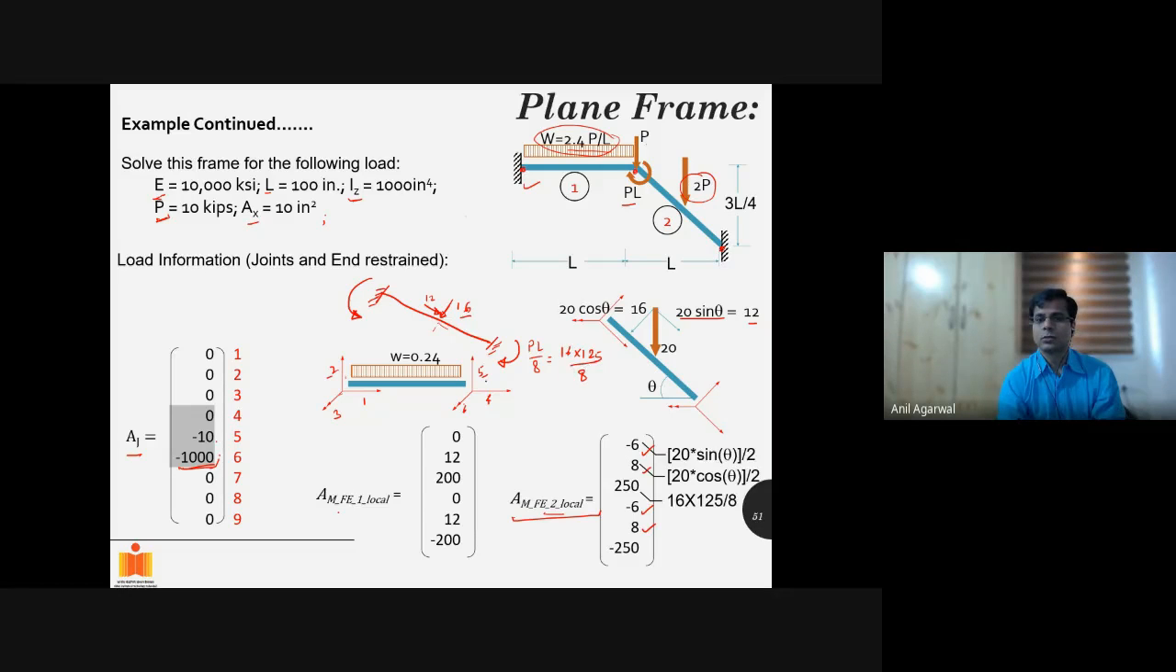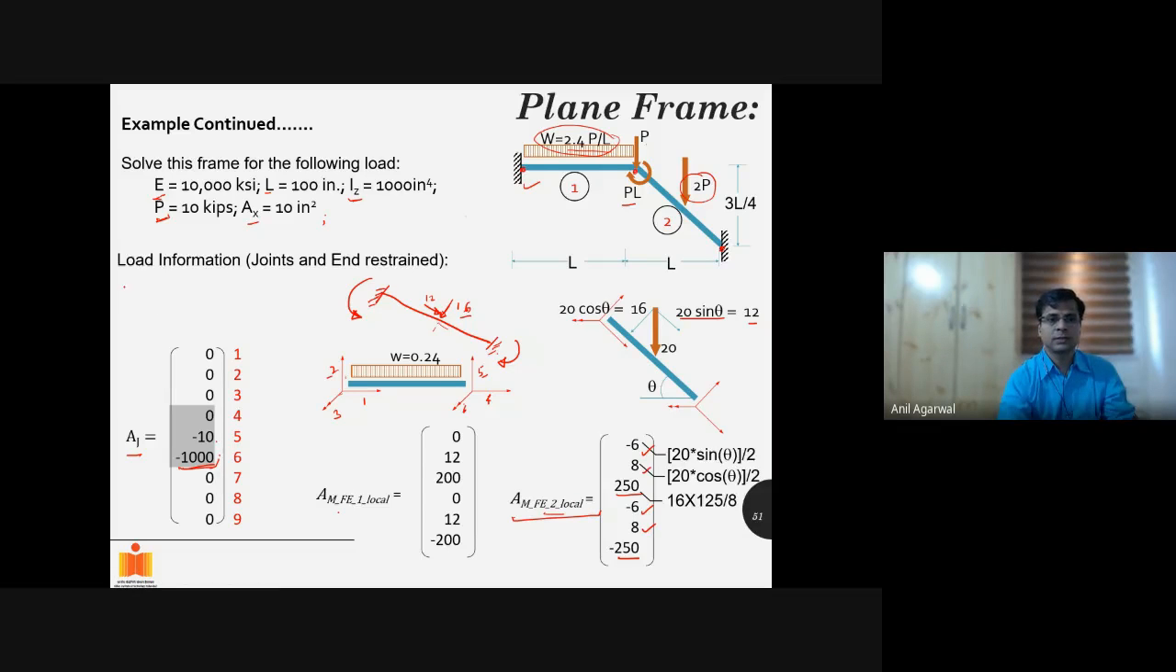So on the first joint, I have it in the counterclockwise direction. So that is positive 250. On the second joint, that is negative 250 because this is clockwise direction. So I got minus 250. So I got the member end forces for the second member in the local coordinate system.